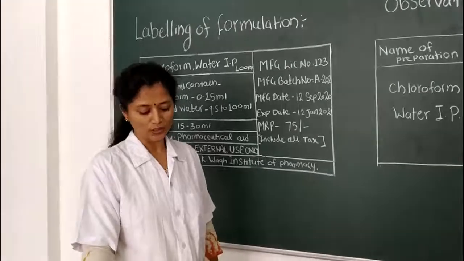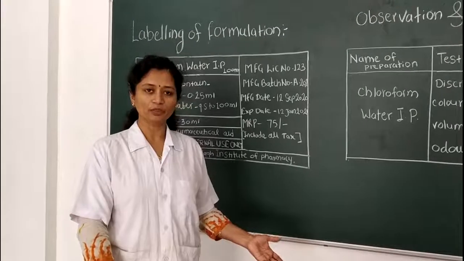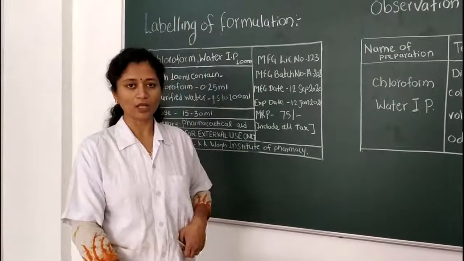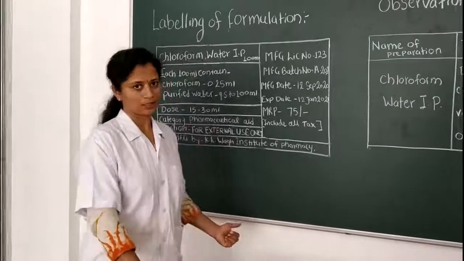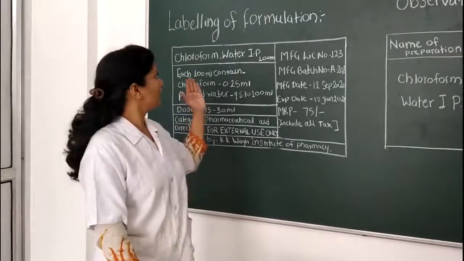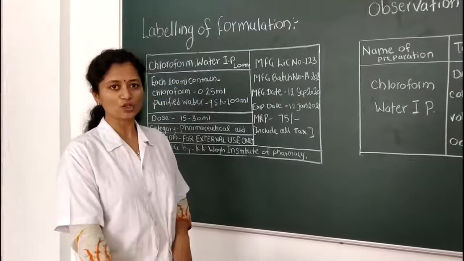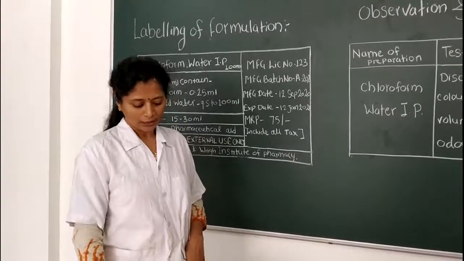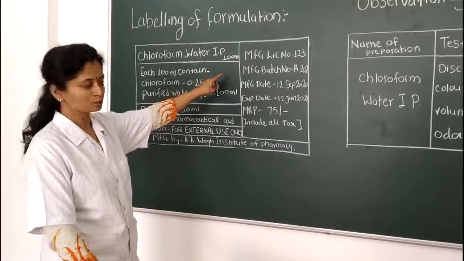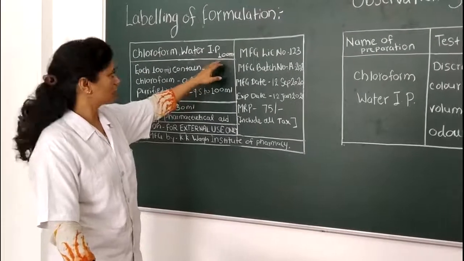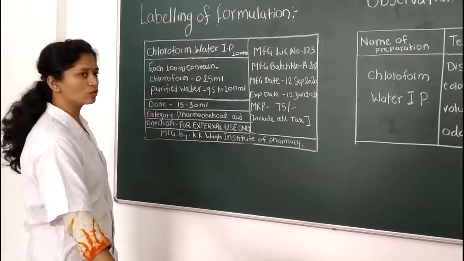Now we move towards the labeling of the formulation. After preparation of our chloroform water and the observation and evaluation table, our next part is labeling of formulation. This is very important for any type of preparation, how to label. In this label, firstly we have to mention the name of our preparation, then the volume of our preparation. Our preparation's volume is 100 ml, and the name of our preparation is chloroform water.